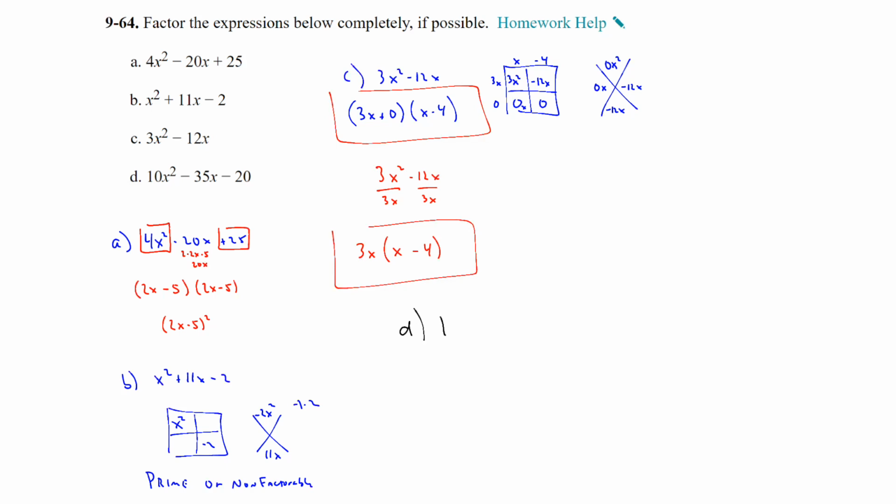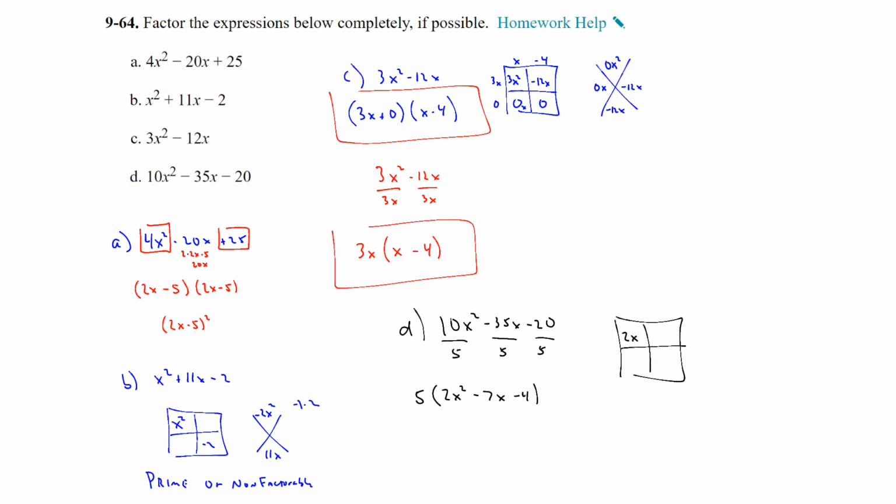And on D, we have 10x squared minus 35x minus 20. Once again, before jumping into the generic rectangle, which we can do, since we want to make sure we factor this completely, are there any common factors? And there is a common factor of 5. So we'll do the same thing, divide by 5, which means we're allowed to take that 5 out. Working backwards, that's 2x squared minus 7x minus 4. Now, we're not done just because we've done that one part. We want to check to see if we can factor any more.